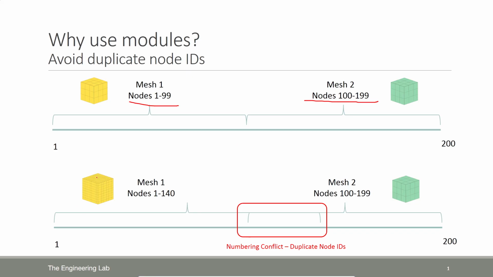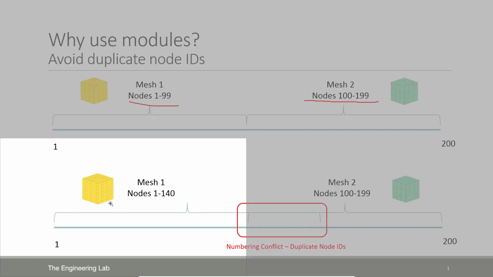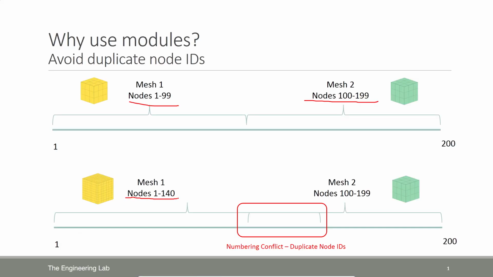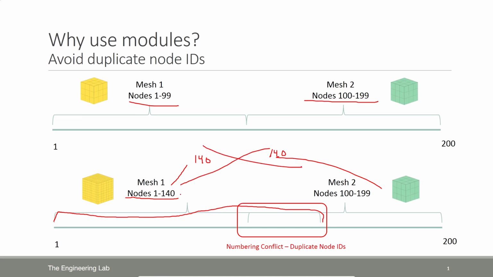Now let's suppose you create another cube with the finer mesh. This cube now uses nodes 1 through 140, and then the second cube is left untouched. Now here is a problem. You have duplicate node IDs. So here, this cube is using node 140. This cube is also using 140. This is not allowed. Duplicate IDs are traditionally not allowed.